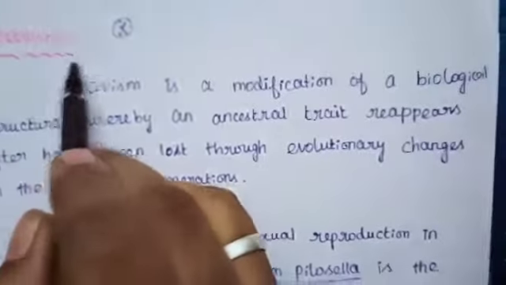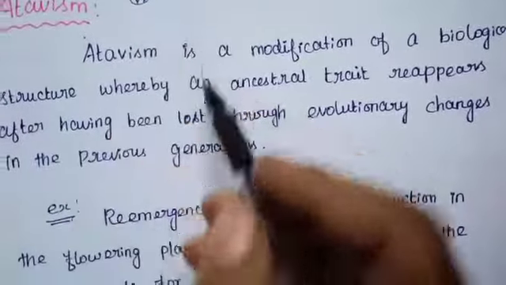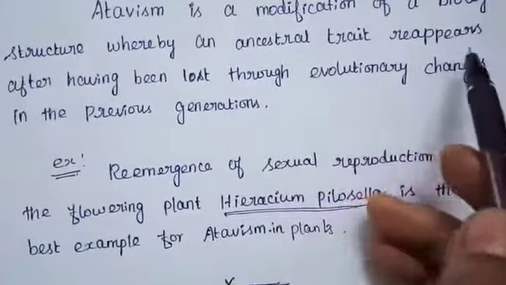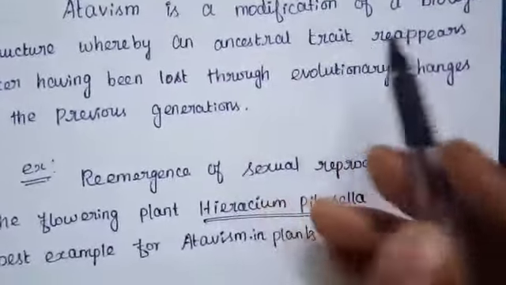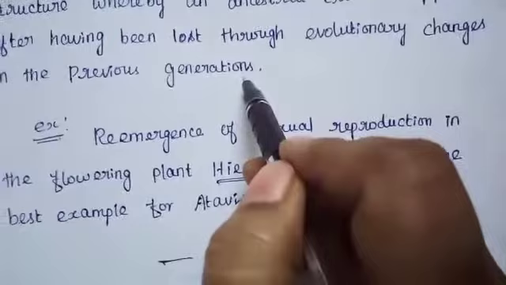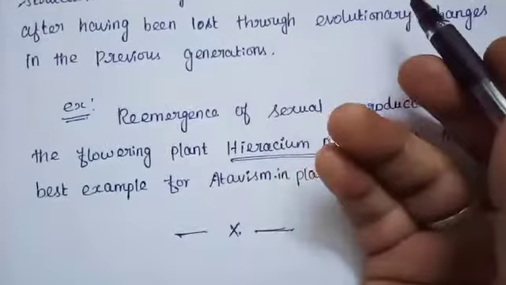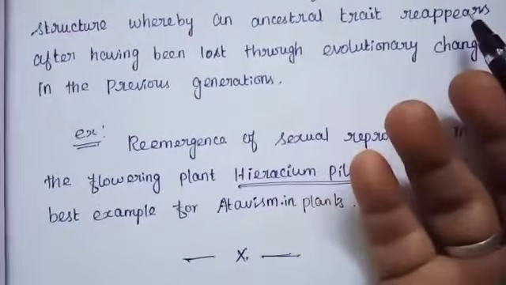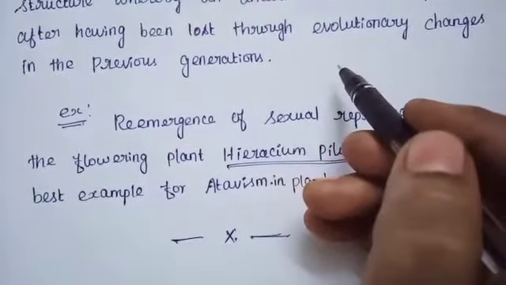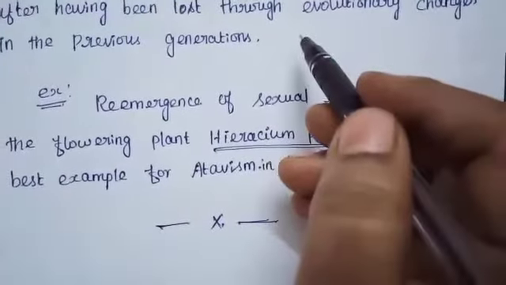Next, atavism. What is atavism? Reappearance of ancestral characters. Atavism is a modification of biological structure whereby an ancestral trait reappears after having been lost through evolutionary changes in previous generations. Evolutionary traits that have disappeared phenotypically do not necessarily disappear from an organism's DNA. The gene sequences often remain but are inactive. Such an unused gene may remain in the genome for many generations.